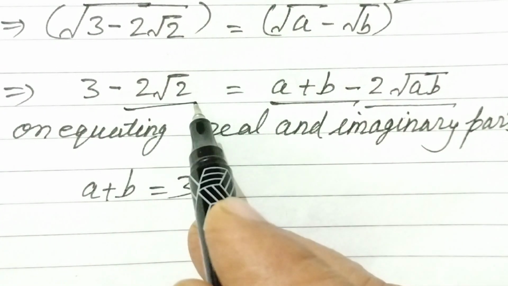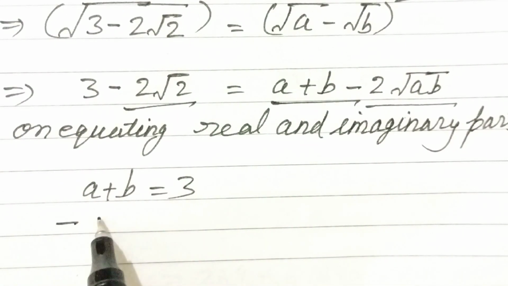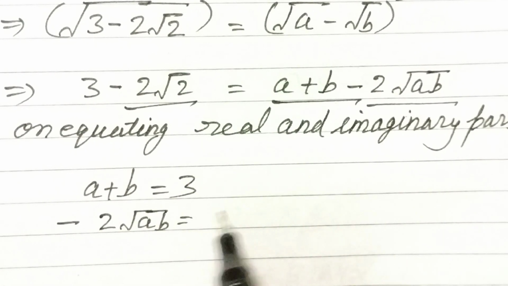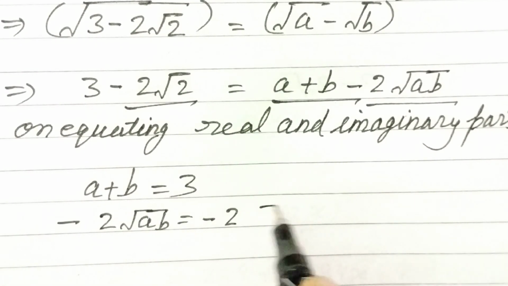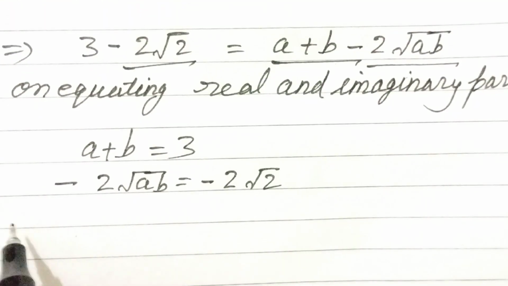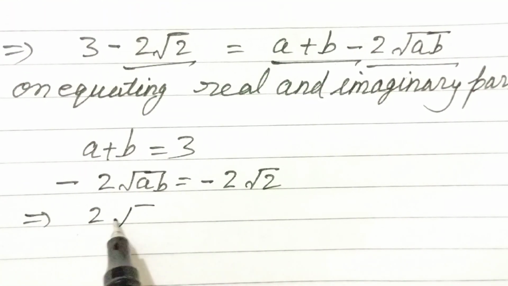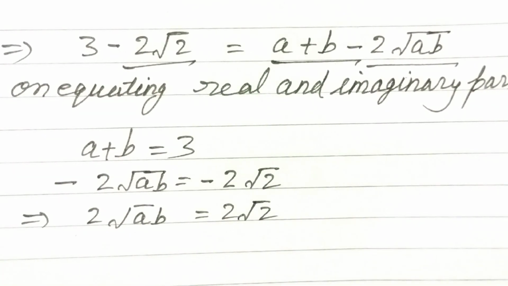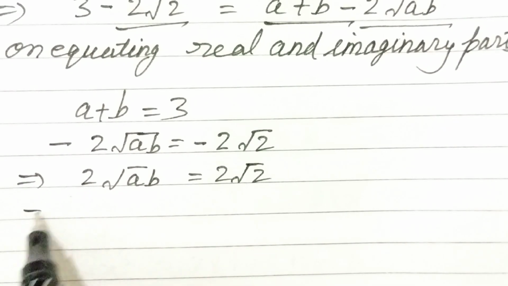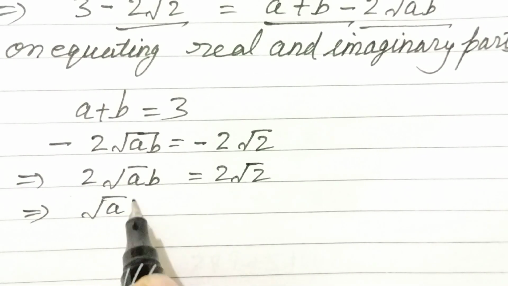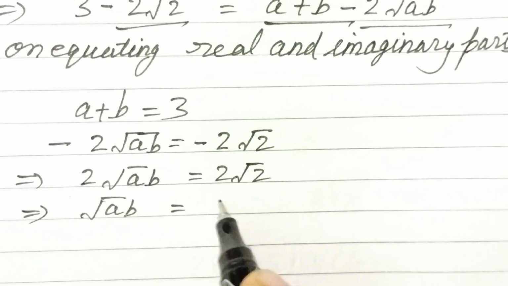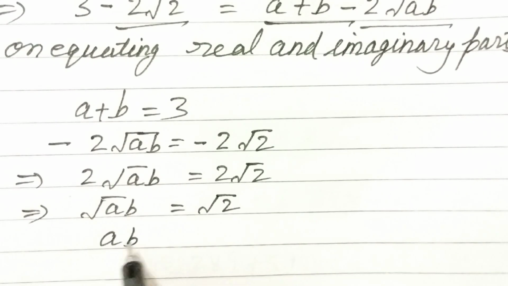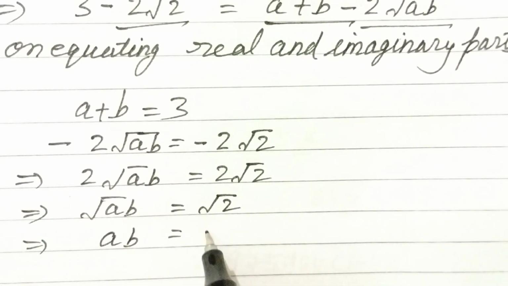And minus 2 square root of ab will be equal to this. Minus 2 square root of ab is equal to minus 2 square root of 2. Fine. So 2 square root of ab will be equal to 2 square root of 2. Fine. So square root of ab is equal to square root of 2. Right. So ab will be equal to 2.